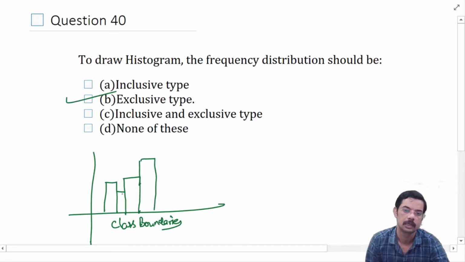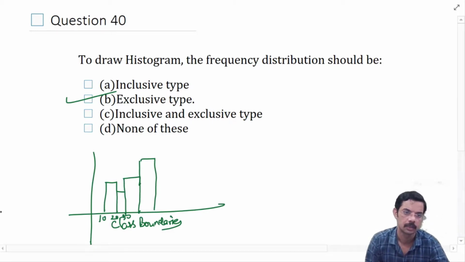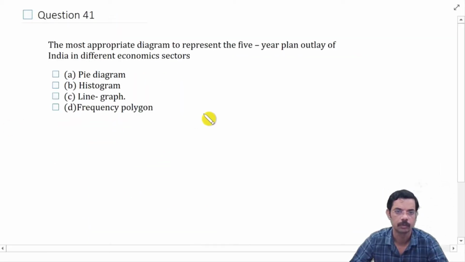Like, say for example, here we have 10, here we have 20, here we have 30. So 10 to 20, then from 20 itself it will start. So we need to convert it to exclusive type. Let me move on to the next question. We have 10 more questions to go. So the next question is question number 41.